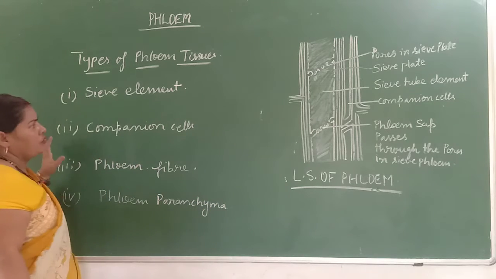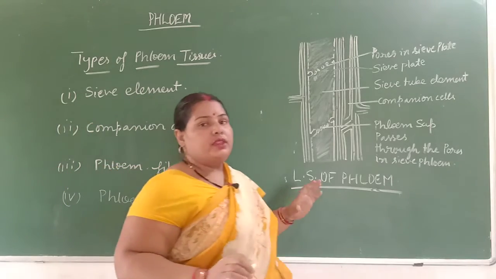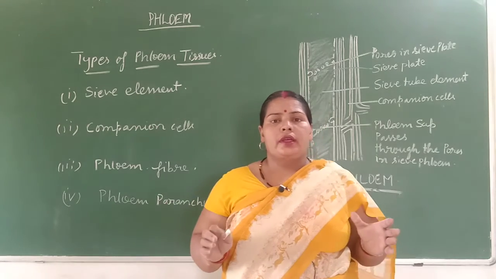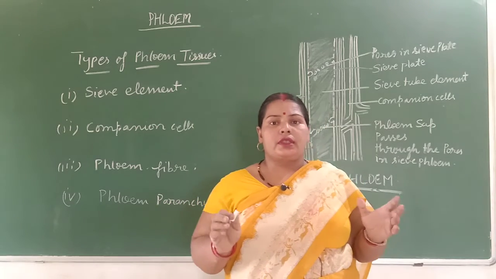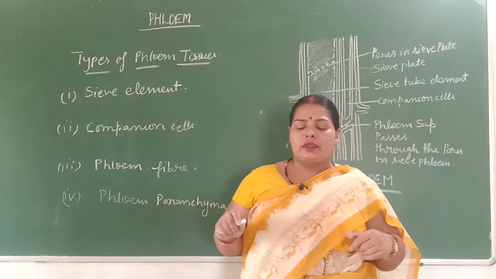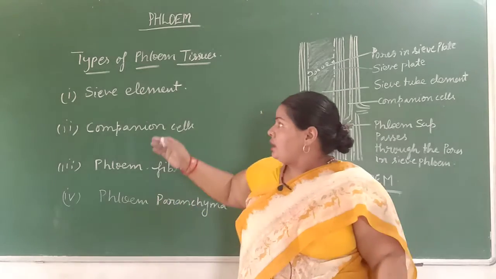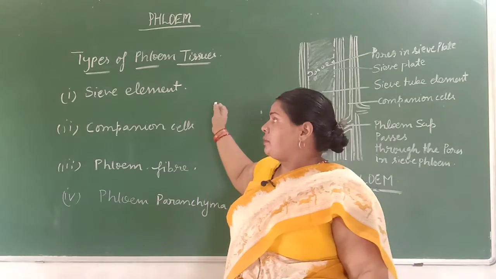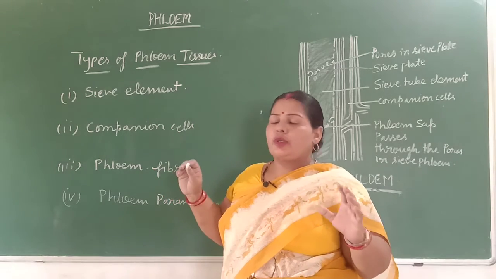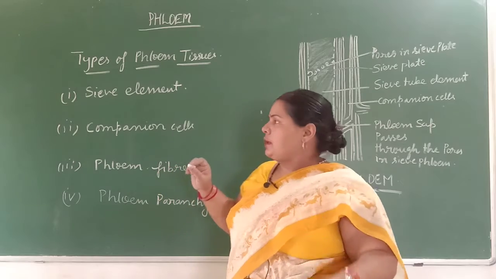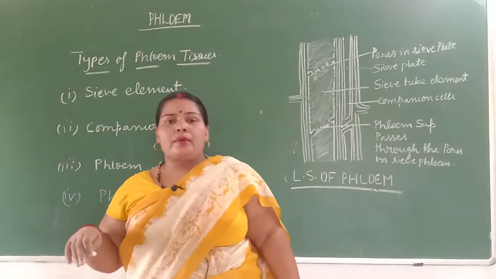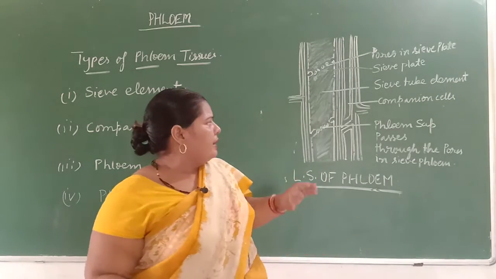So students, you see the 4 types of the phloem tissues, which are very important for all the working in the cells and the plant. The main work is the conduction of food, and it helps the other parts of the plant body. All the cells are made up of permanent tissues, and this one is the parenchyma tissue. The sieve element is made up of parenchymatous tissue.